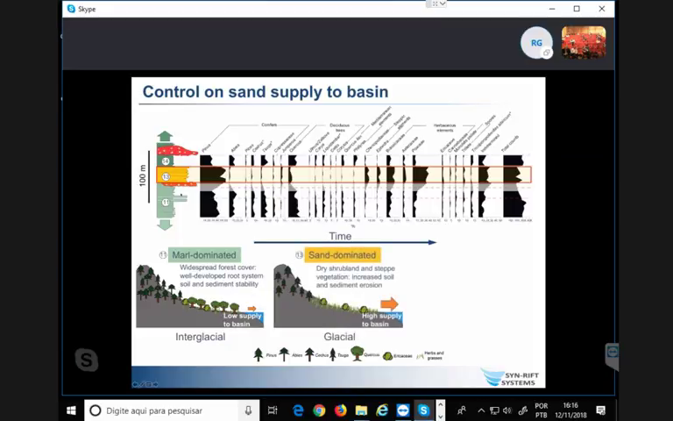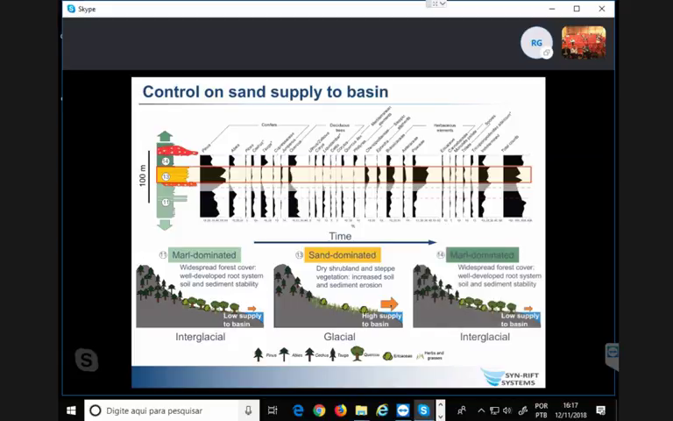You go up into Unit 13, where we've seen those channelized lobes. The vegetation changes to a much drier shrubland and steppe vegetation, where we have increased soil and sediment erosion. So we have a large supply of coarser grain size fractions to the basin, giving us our turbidites. And then going up into the overlying unit, in another interglacial, we go back into the forested cover, which again traps a lot of the sediment in the catchments.